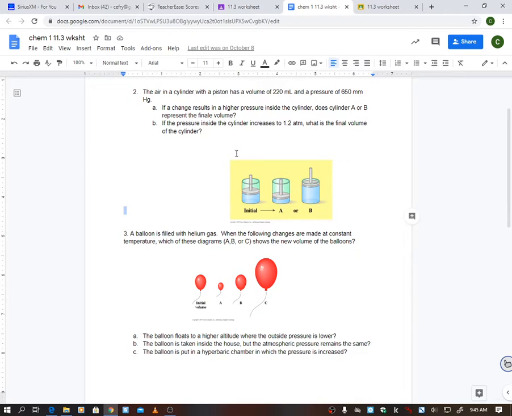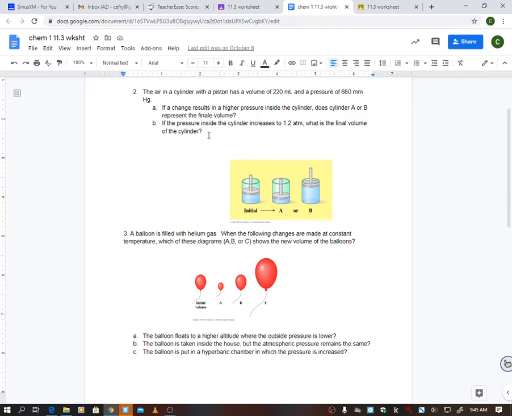All right, so number 2. It says the air in a cylinder with a piston has a volume of 220 milliliters and a pressure of 650 millimeters of mercury. If a change results in a higher pressure inside the cylinder, I kind of talked with you guys that were in class about this. If the pressure is higher, then my volume is going to be lower. So it's going to be like A.